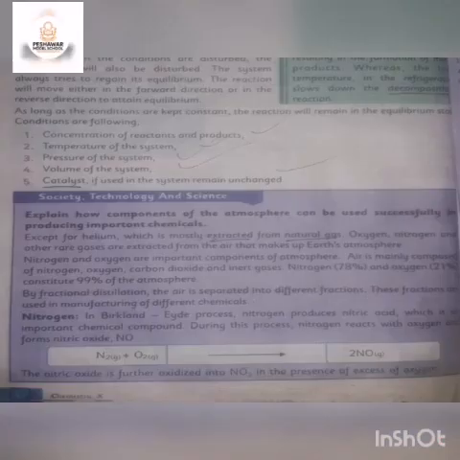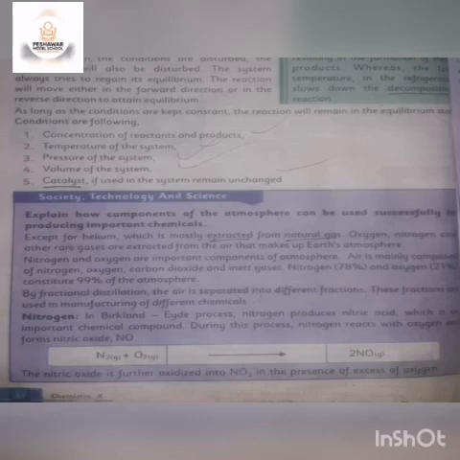Okay, look at your book here. This first topic is society, technology and science, and in this topic we will explain how we can use different atmospheric gases, or the components of the atmosphere, for the production of different important chemicals. Look at here. Except for helium, which is mostly extracted from natural gas, oxygen, nitrogen and other rare gases are extracted from the air that makes up our atmosphere.